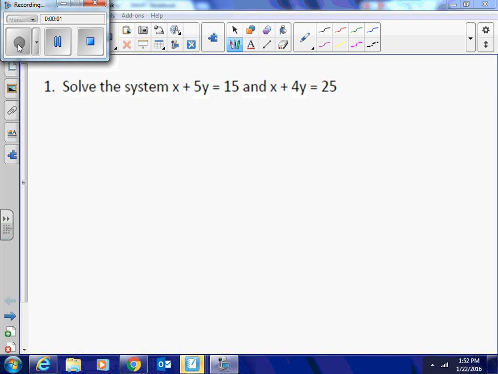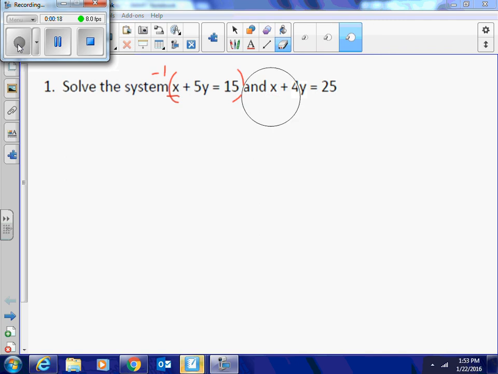This is review for Module 12. Question 1 wants us to solve the system of equations. I prefer elimination whenever possible. I'd like to make my x values opposite. Right now they're the same, so I'm going to take my first equation and multiply through by -1.